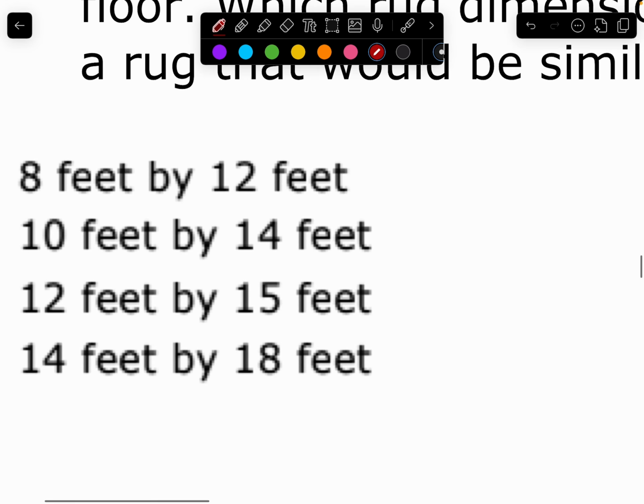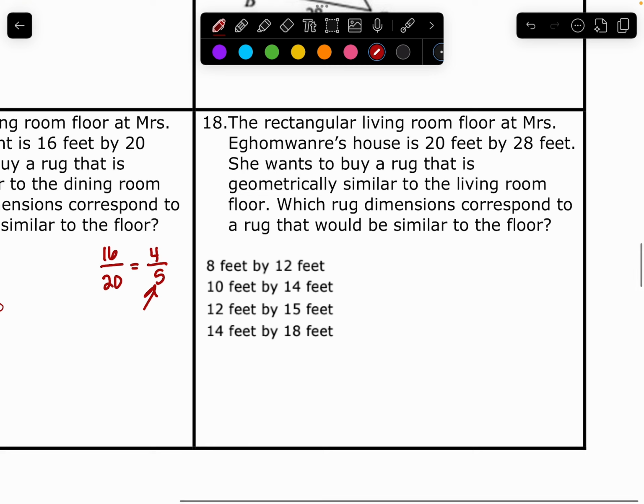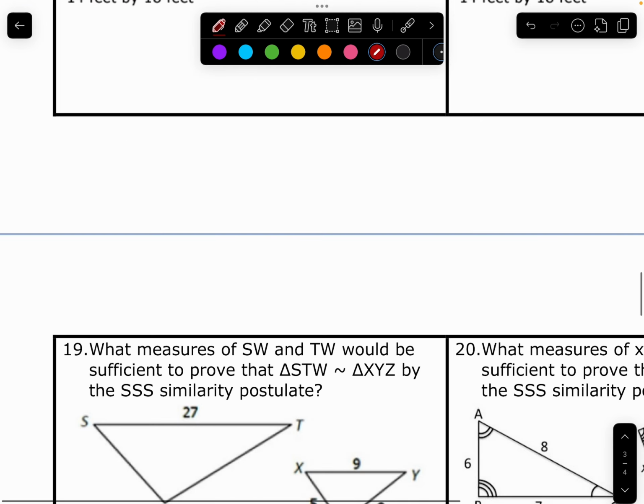For the first one, we got 8 to 12. If we reduce that, it's going to be 2 to 3, so that's not the one we needed. The second one is 10 to 14. If we reduce 10 to 14, that's 5 to 7. We don't need that one either. Let's try the third one. We got 12 to 15. If we divide top and bottom by 3, we get 4 to 5, and that's the one we needed. Go ahead and try number 18. Number 19.